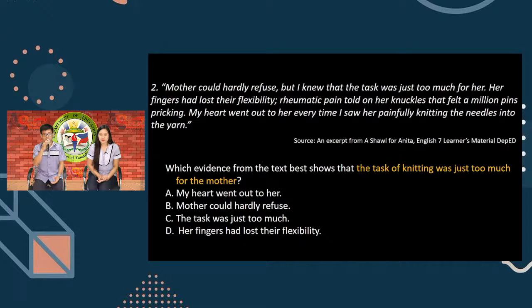C, the task was just too much. D, her fingers had lost their flexibility. Although you might be tempted to answer letter C because it uses exactly the same words as in the stem of our question, the task of knitting was just too much, the evidence from the text could be that her fingers had lost their flexibility. That could be our reason why we say the task was too much. It could make someone lose their flexibility. So the correct answer is D.